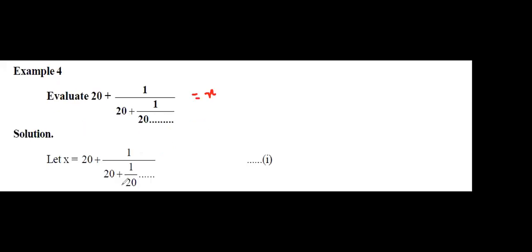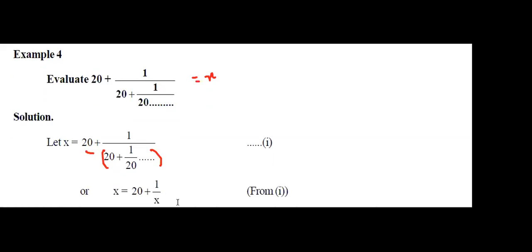Now think about it. So what we do in infinite type of problems, we know that suppose this is equal to x. Now if this is equal to x, then I can say that this whole number after 20, this everything, this term is also x. Yes or no? So I can write this as x plus 20 plus 1 by x.